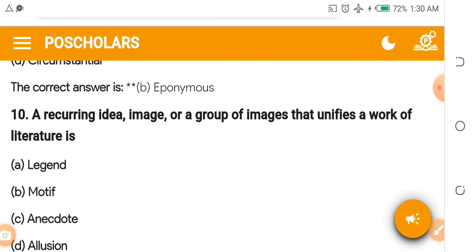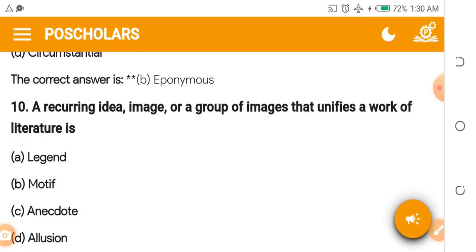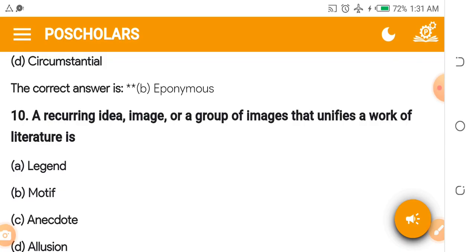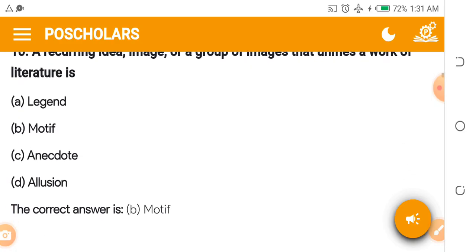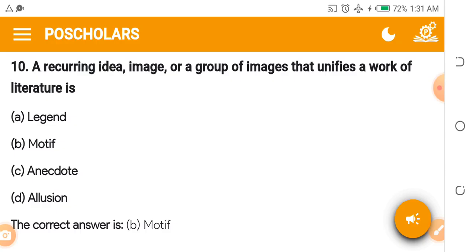A recurring idea, image, or a group of images that unifies a work of literature is dash. Understand the question though. A. Legend. B. Motif. C. Anecdote. D. Allusion. The answer is motif. Motif. M-O-T-I-F. Motif. In our next video, part 3, we'll continue from where we stop.